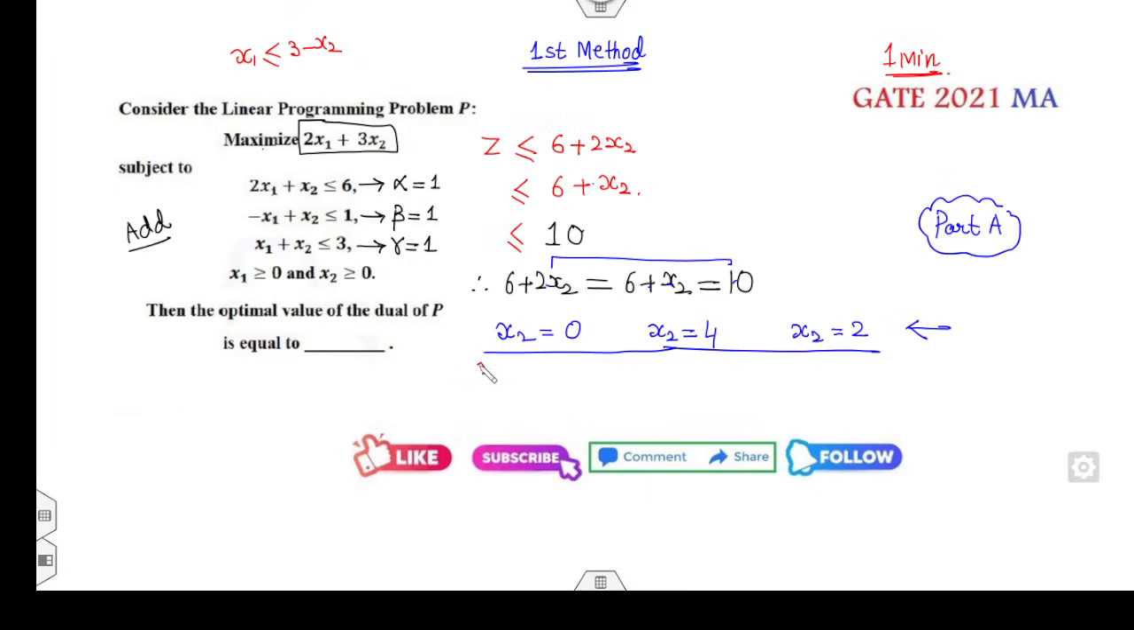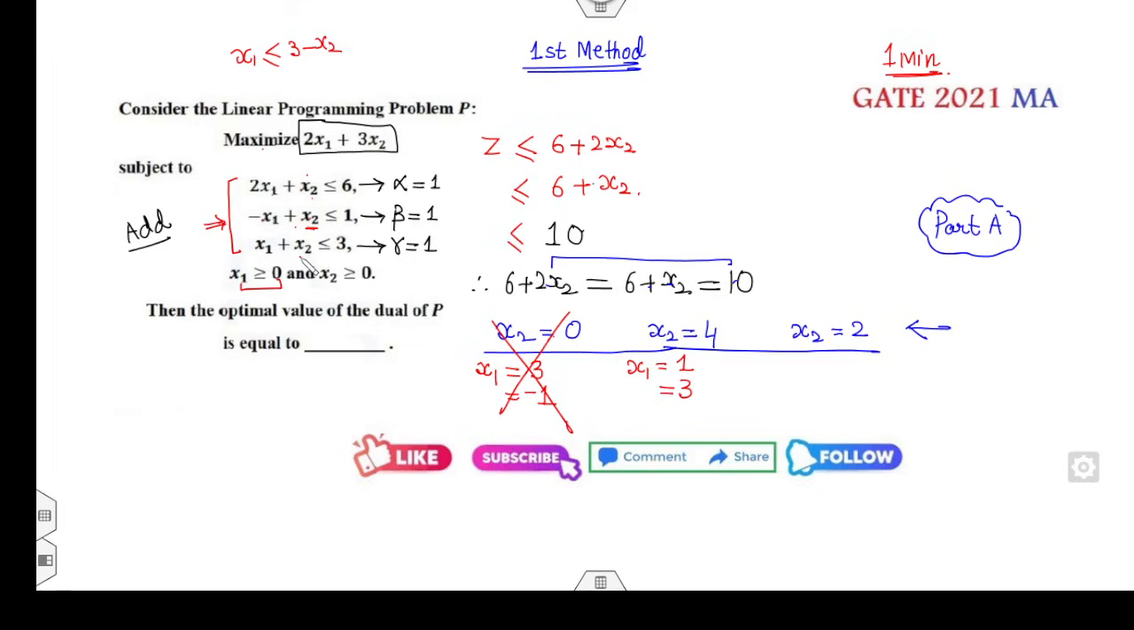Fine. So now you can see. Substitute the value of x2 in the given constraints and find the value of x1. When x2 is 0, x1 will be 3. When x2 is 0, x1 will be minus 1. But x1 is always a positive number. So that case is cancelled out. Look at the second case. If x2 is equal to 4, x1 will be 1.